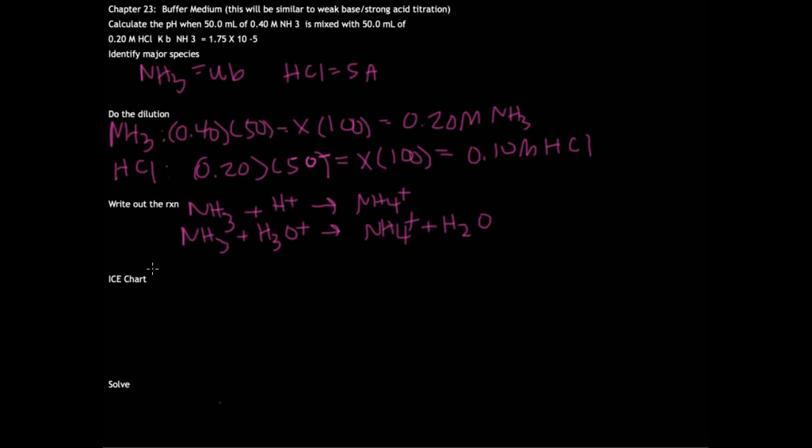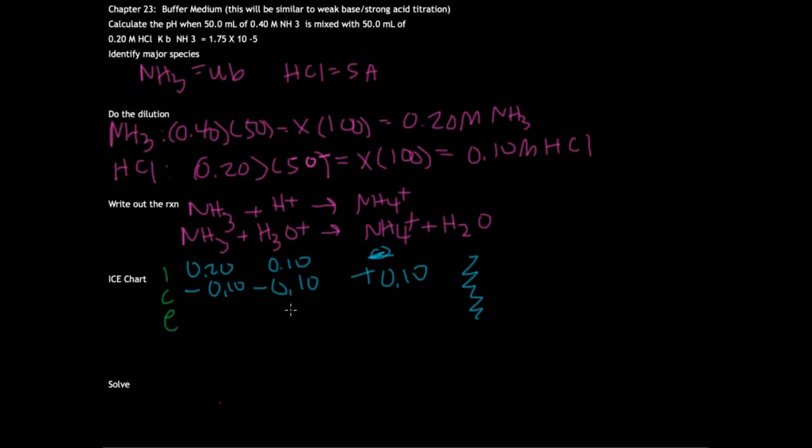So now we're going to start an ICE chart. Now we have amounts of both reactants. We have ammonia, it's 0.2 molar. We have strong acid, it's 0.10 molar. Now, we don't have any salt in there. There's no other source of salt, and water's a liquid, so we don't care about it. So this is a limiting reactant problem. We're going to lose all of the strong acid because they're reacting in a 1-to-1 ratio, and we're going to lose the same amount of base, and we're going to gain that amount of salt.